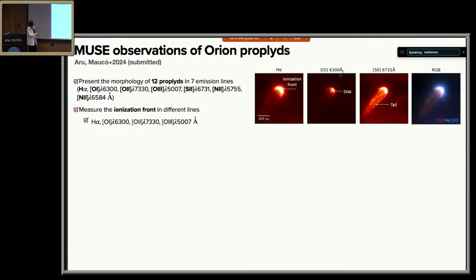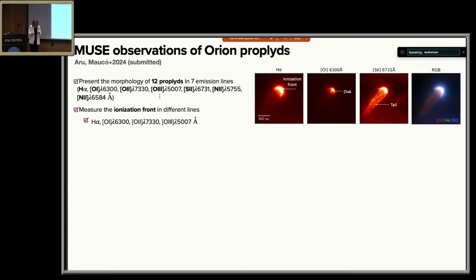the emission, especially of the different optical lines and also the H-alpha. So it's a beautiful work that we have done, and this particular paper has been submitted and is going to be published very soon, so stay tuned for that. We just wanted to present the sample, the morphology of the proplyds in different emission lines, and also measure the ionization front in different lines.